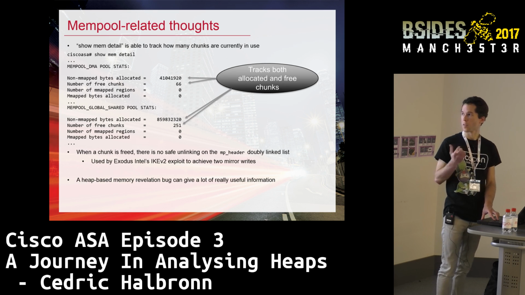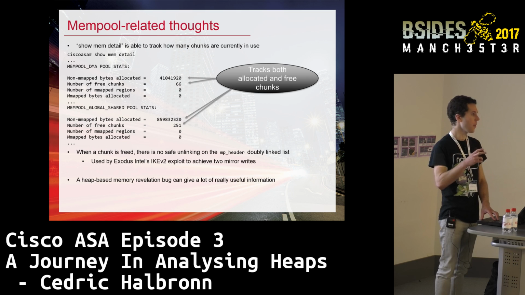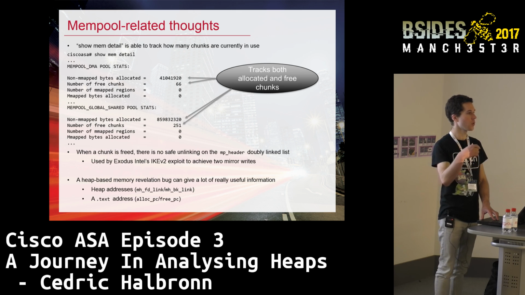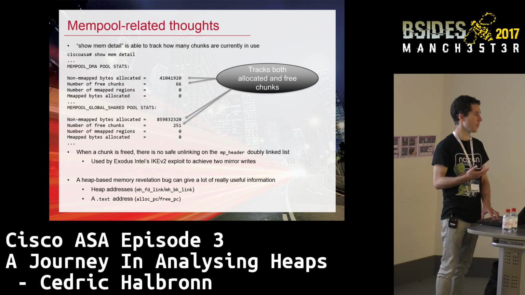And another interesting thing about these mempool structures is that if you have a memory disclosure bug where you can leak data from the heap, you can actually get some really useful information, because you have the pointers for the doubly linked list, which basically leak pointers to the heap, and you have these pointers to the text section, which is a function pointer, and basically you leak an address from the text. So it can be useful to bypass ASLR.